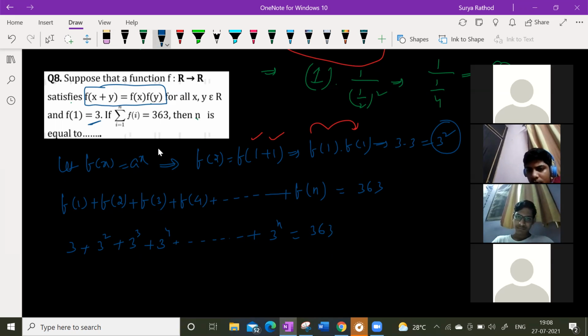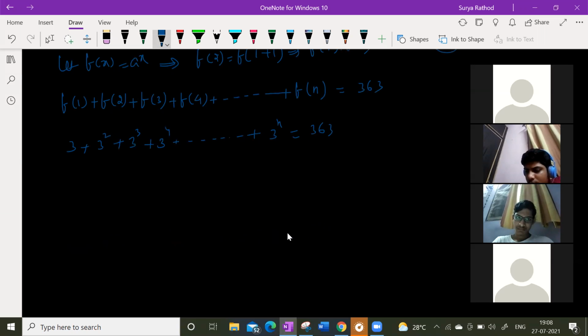Now look at this here. Now sum of infinite series? So not infinite. This is not an infinite series, guys. It is the sum of n terms. These are in GP now. This is in GP or not? This is in GP. So the sum of n terms of GP is what?